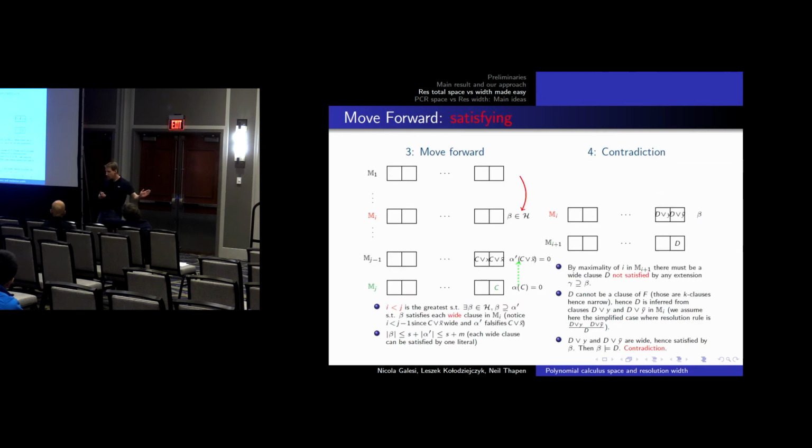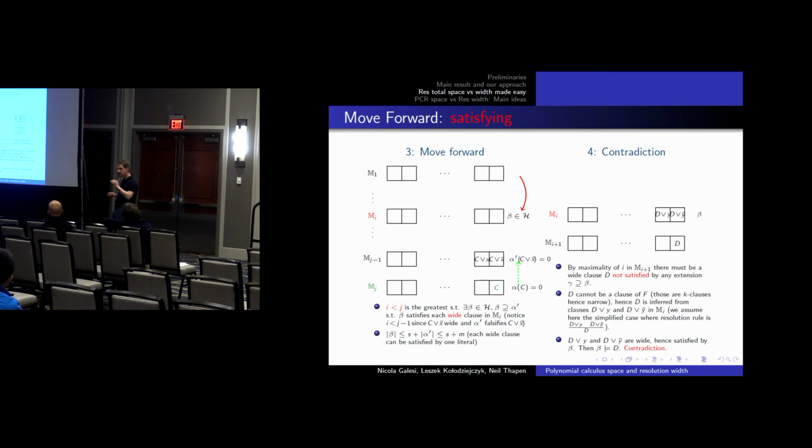Good. Now I'll make a forward pass, and I'll use my partial truth value assignment to satisfy clauses. But I only focus on the wide clauses. I ignore the narrow clauses. Okay? And let M sub i be the last point in time when I can satisfy all the wide clauses in memory. Okay?